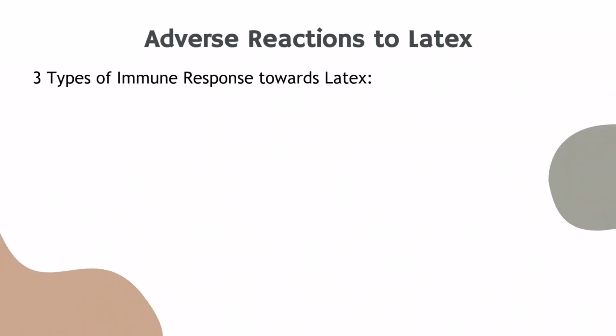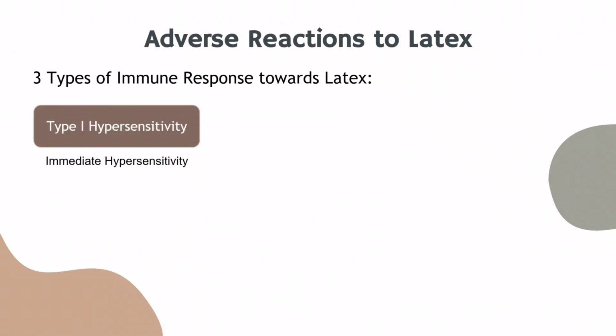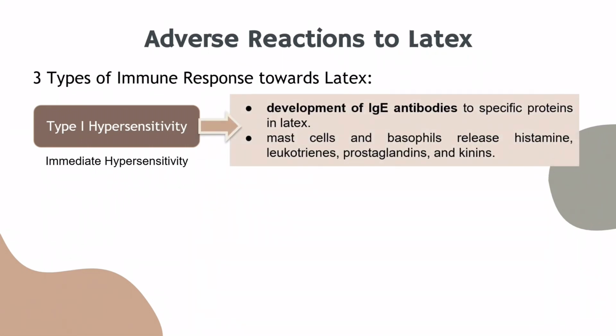There are three types of immune response towards latex. The first type of reaction is known as type 1 hypersensitivity or immediate hypersensitivity. An individual will develop a reaction mediated by the development of IgE antibodies in response to specific proteins in latex. This will then cause mast cells and basophils to release histamine, leukotrienes, prostaglandins, and kinins, which lead to the mild symptoms. It can develop to severe respiratory symptoms such as scratchy throat and asthma.